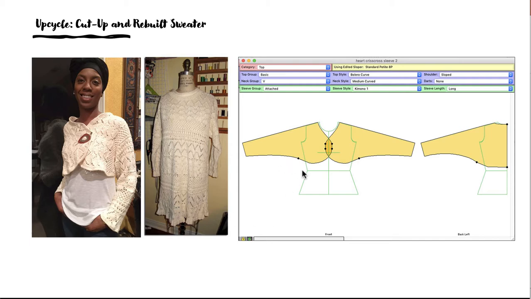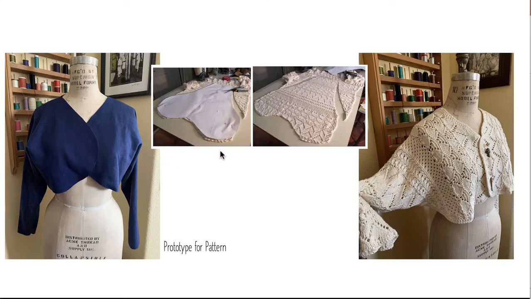I had this concept of building a bolero with sort of a heart shape, and you can see the finished project. But essentially what I did was move points around until I created the heart shape. And then I tested on a polar fleece fabric just to make sure all was okay. So I made a little prototype and then cut out my pattern.